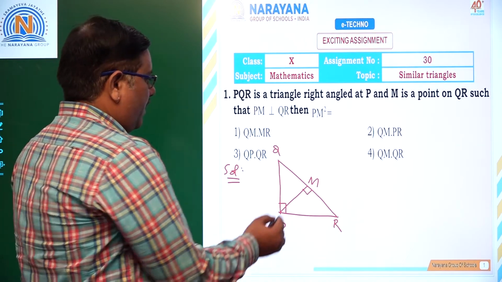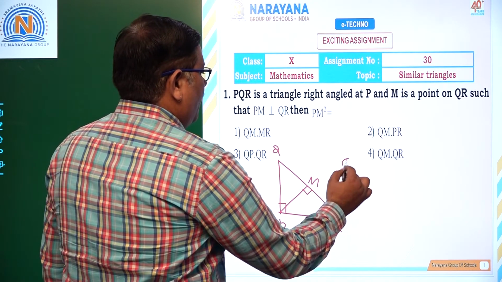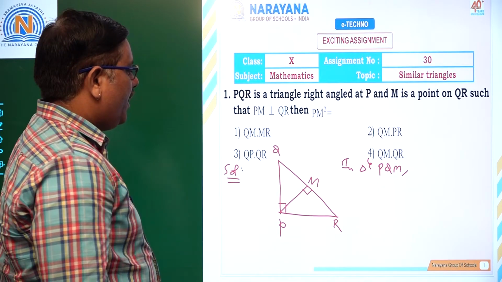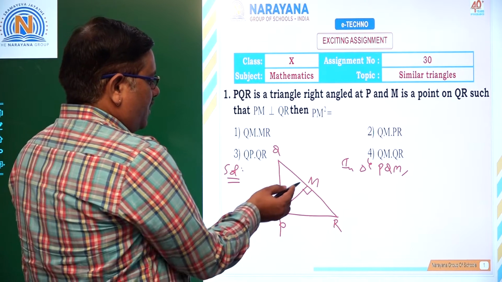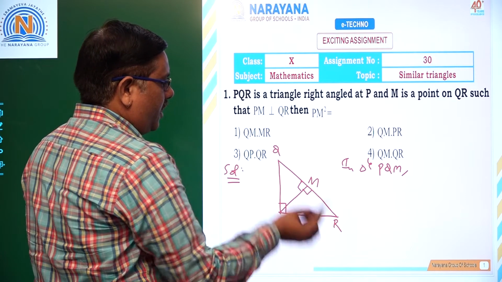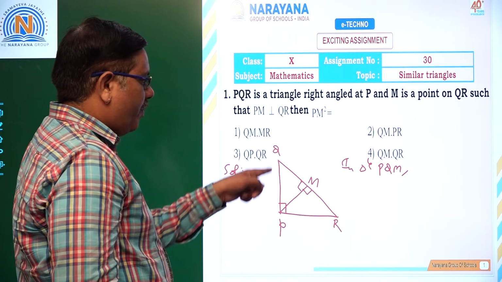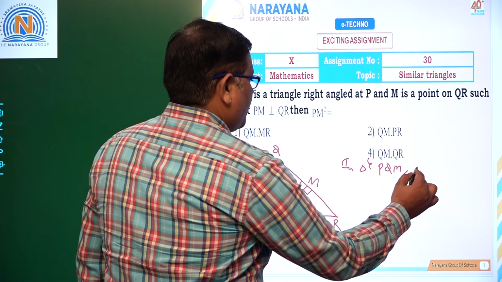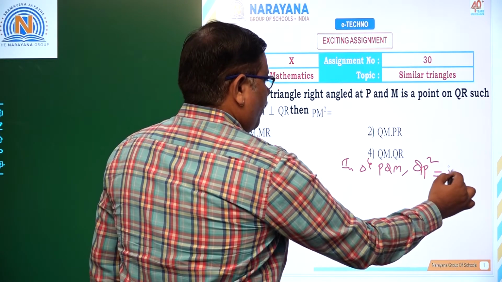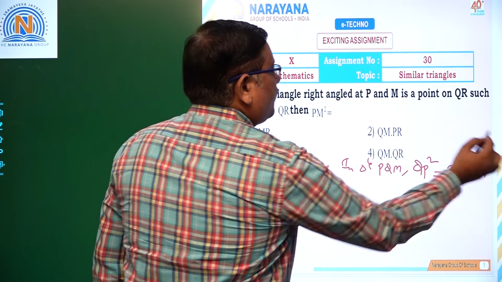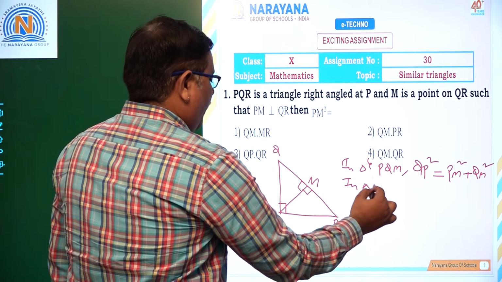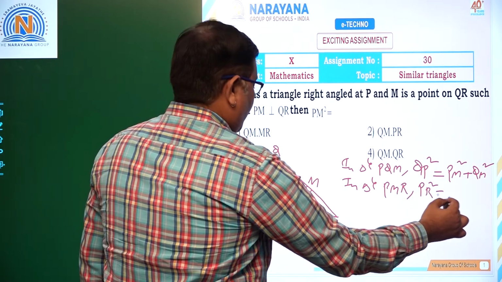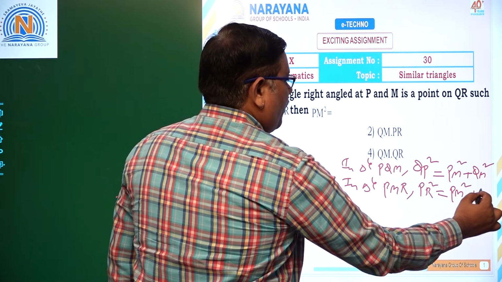One of the ways, let us take this triangle PQM. It is also a right triangle because here it is 90 degrees. So as it is a right triangle, QP is the hypotenuse there. So QP square is equal to QM square plus PM square. Similarly, in the second triangle PMR, PR is the hypotenuse. So PR square is equal to PM square plus MR square.